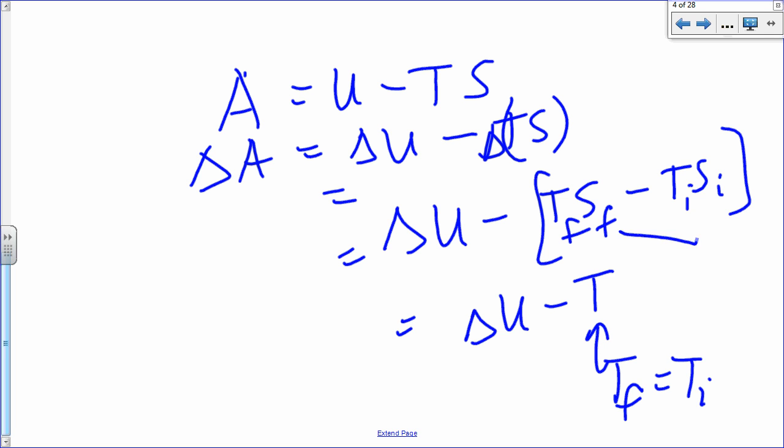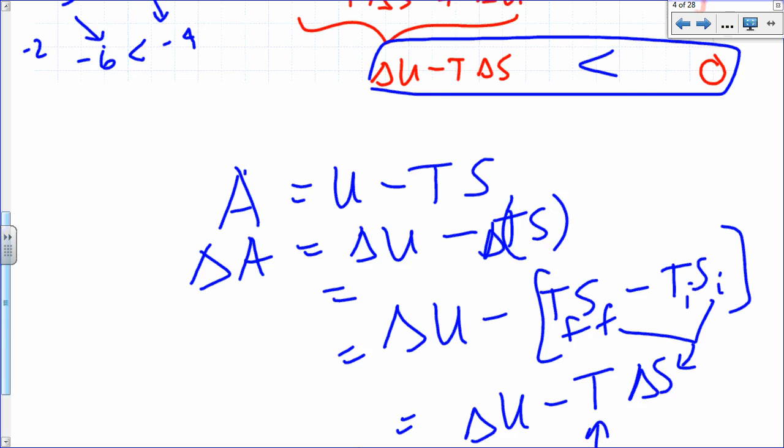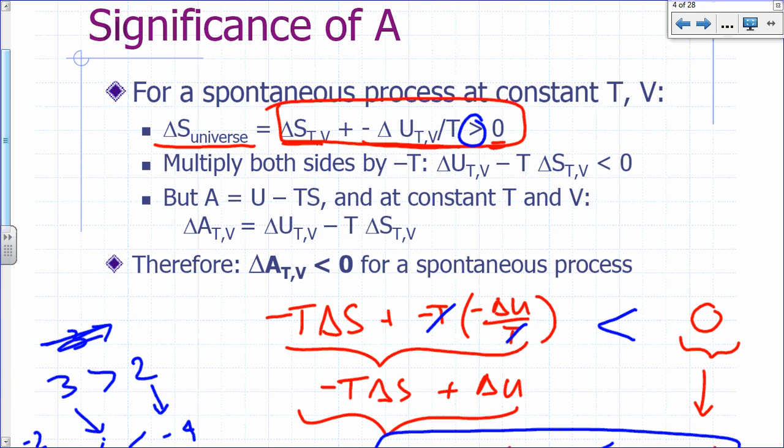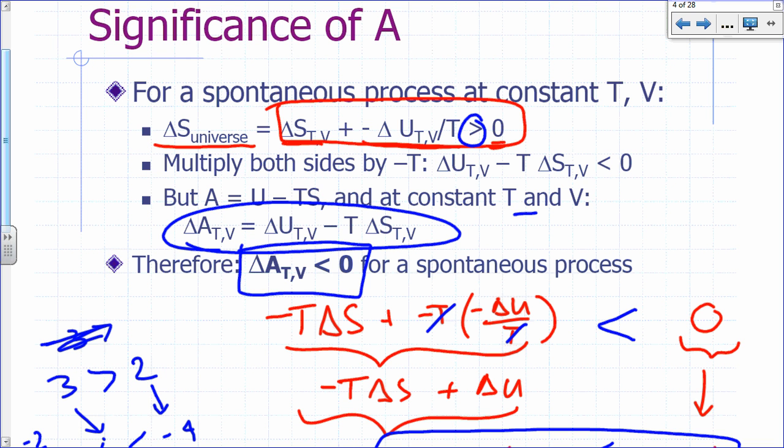initial. And S final minus S initial will just be delta S. So delta U minus T delta S is just delta A if your temperature is constant. Okay? So what this is telling us is that if you have a spontaneous process, then instead of saying that delta S of the universe is positive, you could also say that if this process happens to be at constant temperature and volume, then delta A must be negative.